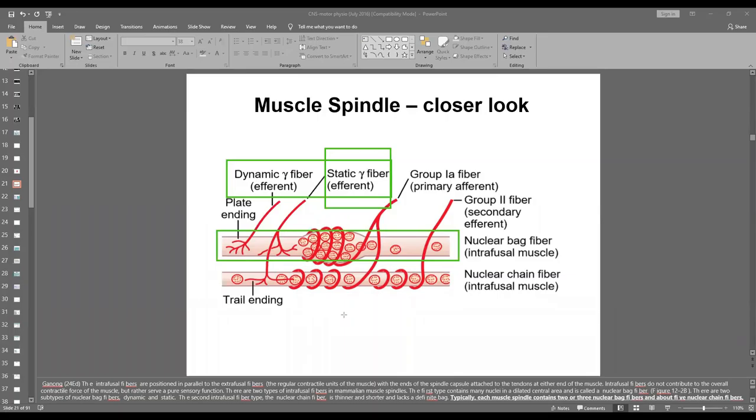Samajh aaya? So gamma efferents are also of two types, dynamic and static. Dynamic supplies both bag and chain, and static supplies, I beg your pardon, dynamic supplies only bag, static supplies both bag and chain. Chal. With this, we finish this super complicated lecture. Well done, class.